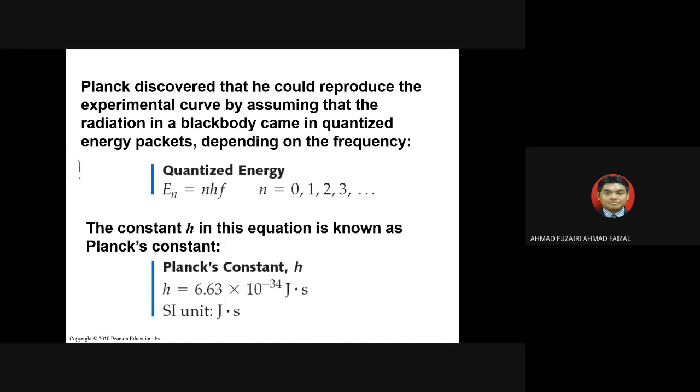So look at the intensity versus frequency. This is the ultraviolet catastrophe, and we have a Planck's curve like this. So this one is explained. Max Planck discovered this. He could reproduce the experimental curve. How could he reproduce the experimental curve?